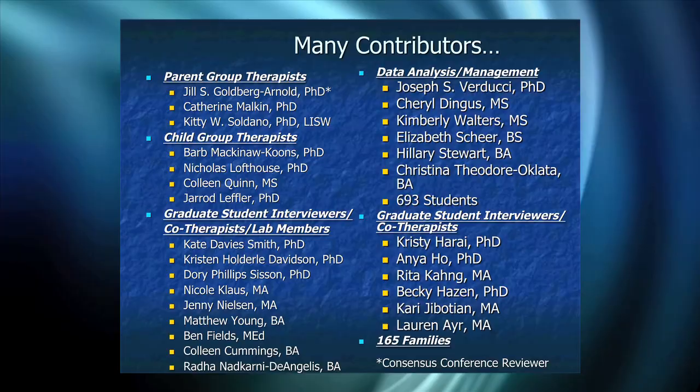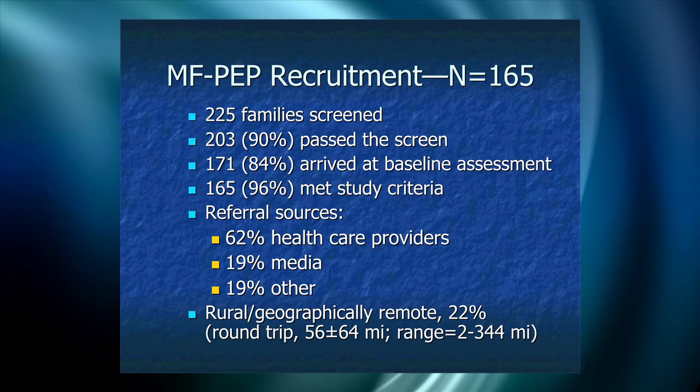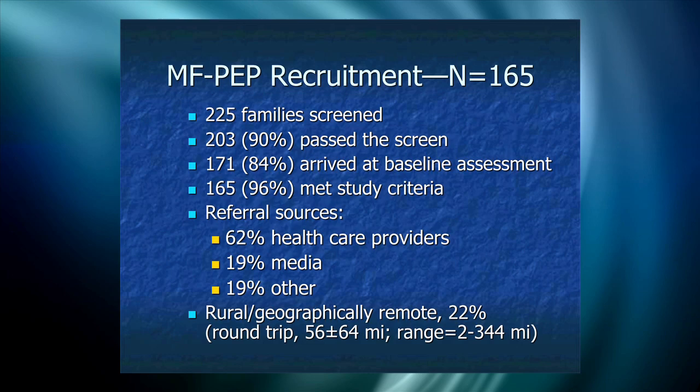Okay. Lots and lots of contributors to our research. And here's the randomized control trial that we ran thanks to NIMH. We brought in 225 families. 90% of them passed our screen. Most of those people arrived at the baseline, and of those, most met study criteria.